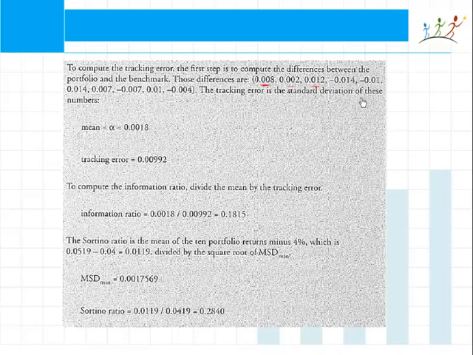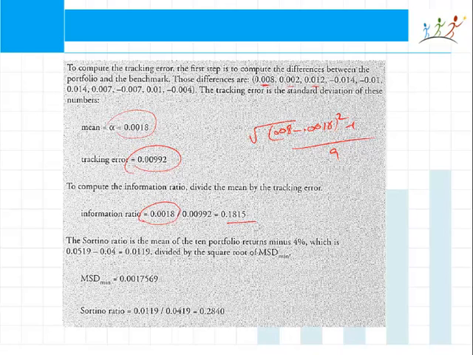Tracking error is the standard deviation. So take the mean of these, which comes out to be 0.0018, and then take the standard deviation, that is, 0.008 minus 0.0018 to the power 2, and so on, divided by 10 minus 1, because if it's a sample, then we divide by n minus 1. So the tracking error comes out to be 0.00992. So the information ratio will be 0.0018 upon 0.00992, that is 0.1815.